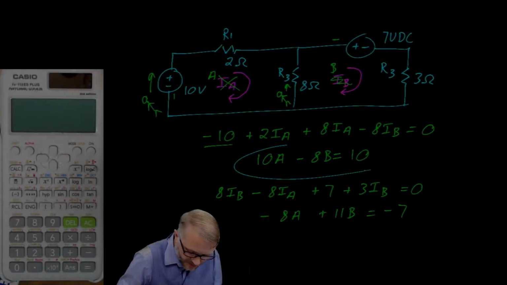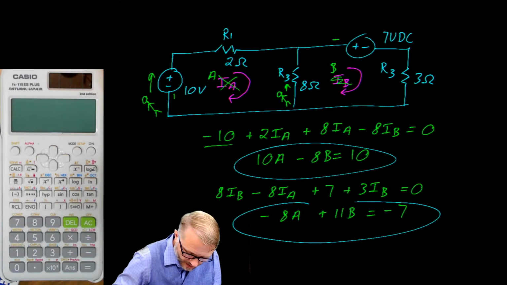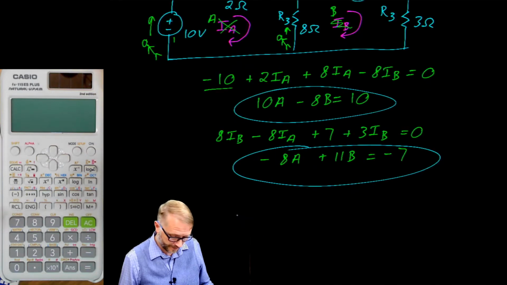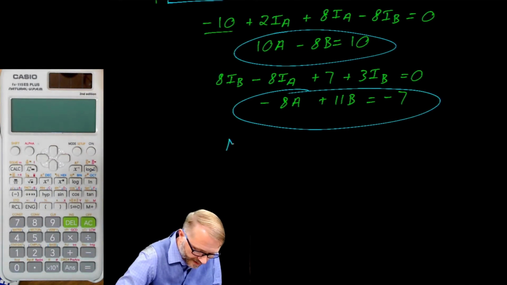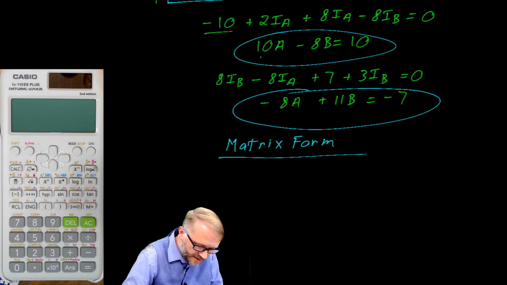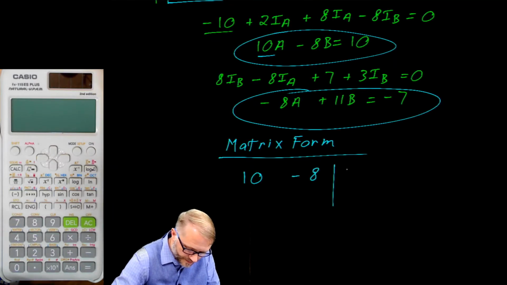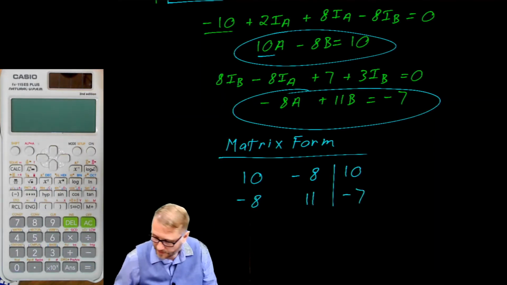At this point, we have two equations and two unknowns. We can solve this using the calculator's simultaneous equation function. To get started, we write this in matrix form. And we just take these numbers and put them in columns and rows. So 10, negative 8, 10. And then our second equation is negative 8, 11, negative 7.